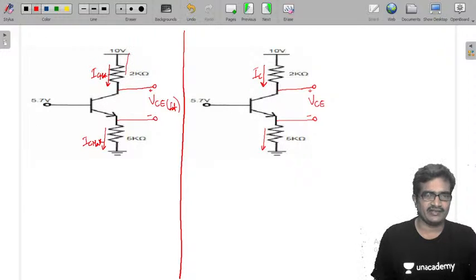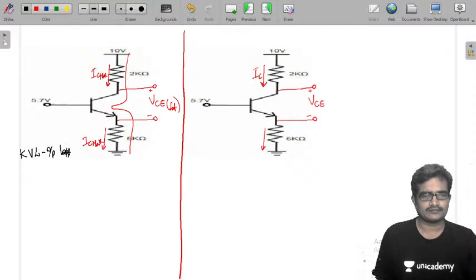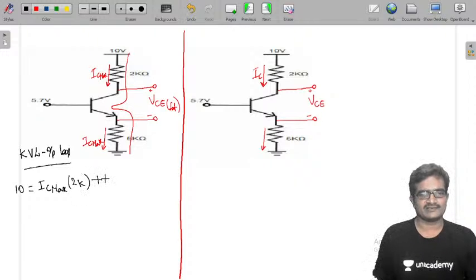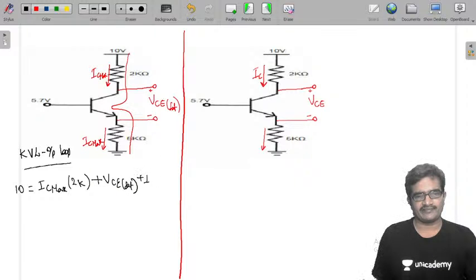Just apply KVL to the output loop. By applying KVL to the output loop, you can write 10 equals IC maximum into 2K plus VCE saturation plus IC maximum into 5K.